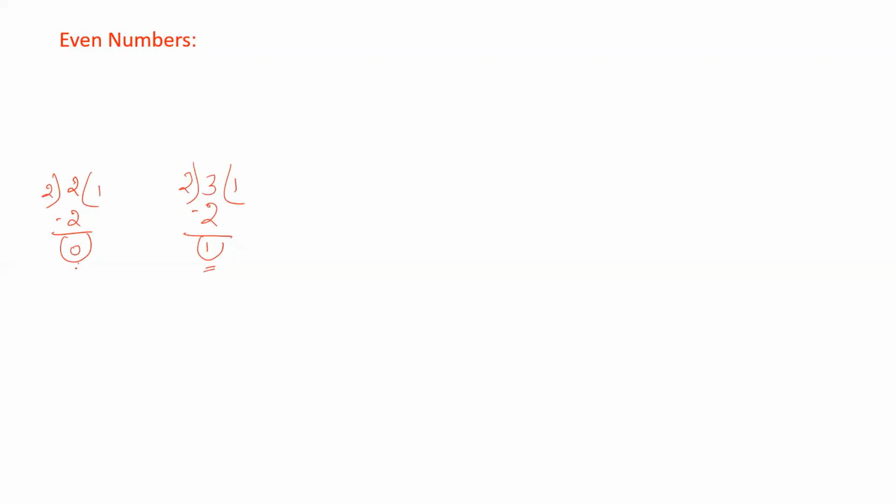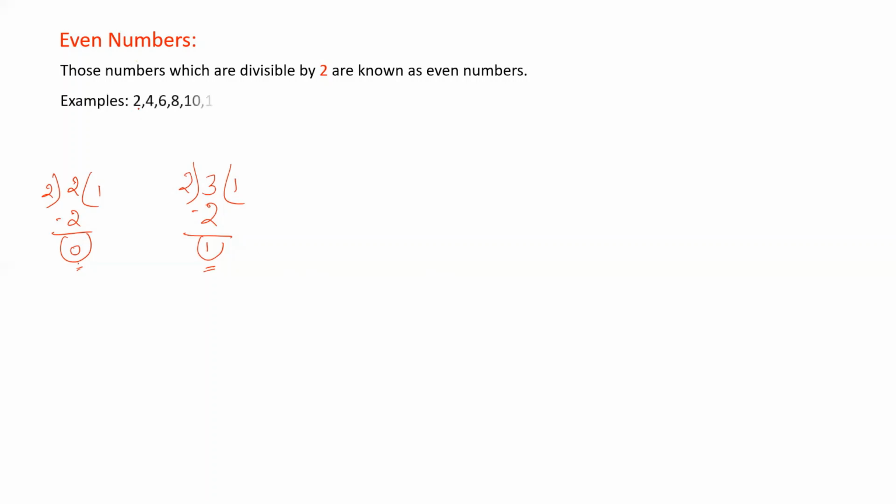The numbers which are divisible by 2 are known as even numbers. Examples: 2, 4, 6, 8, 10, 12, 14 and so on are examples of even numbers. If the ones place digit, the last digit, is 2, 4, 6, 8 or 0, then those numbers are even numbers.